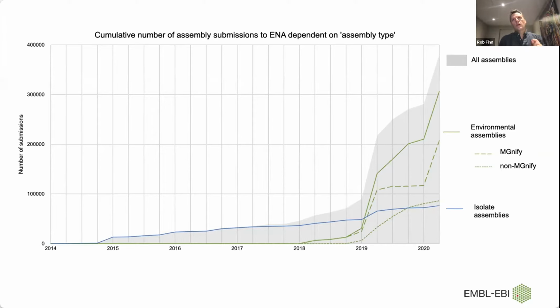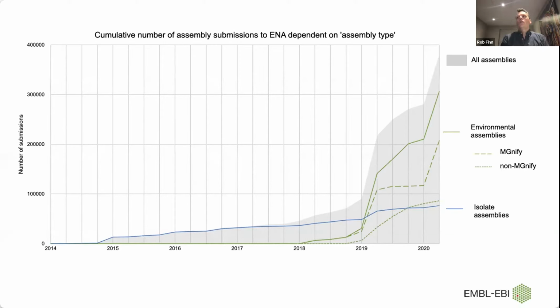If you look and pick up the blue line, that represents the numbers of submissions that correspond to isolate assemblies. Whereas the solid green line shows the totality that's come from environmental samples or metagenomics. The broad dashed line shows the number that have come from MGnify, and the fine dash from the community. And what you can see is both the community and MGnify are submitting into this.